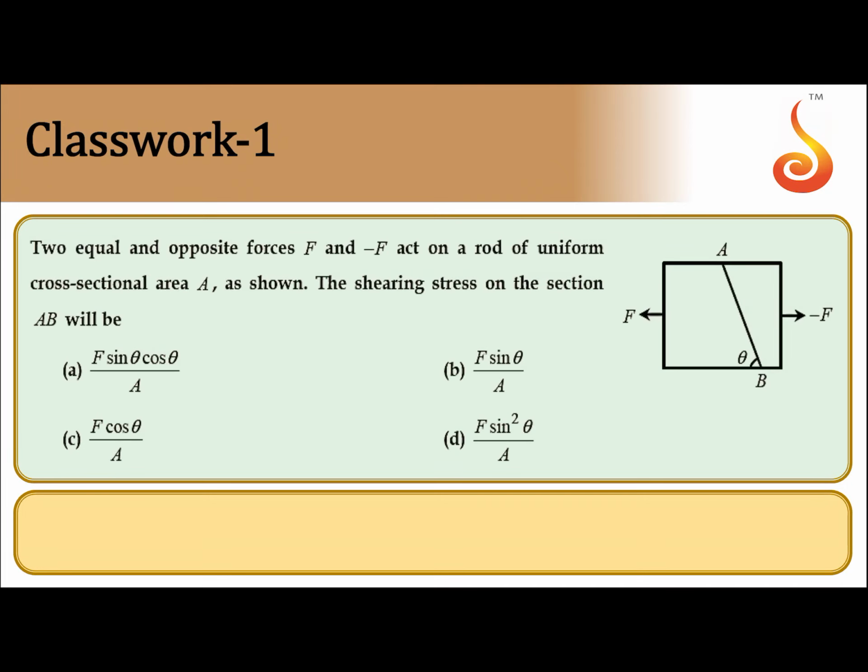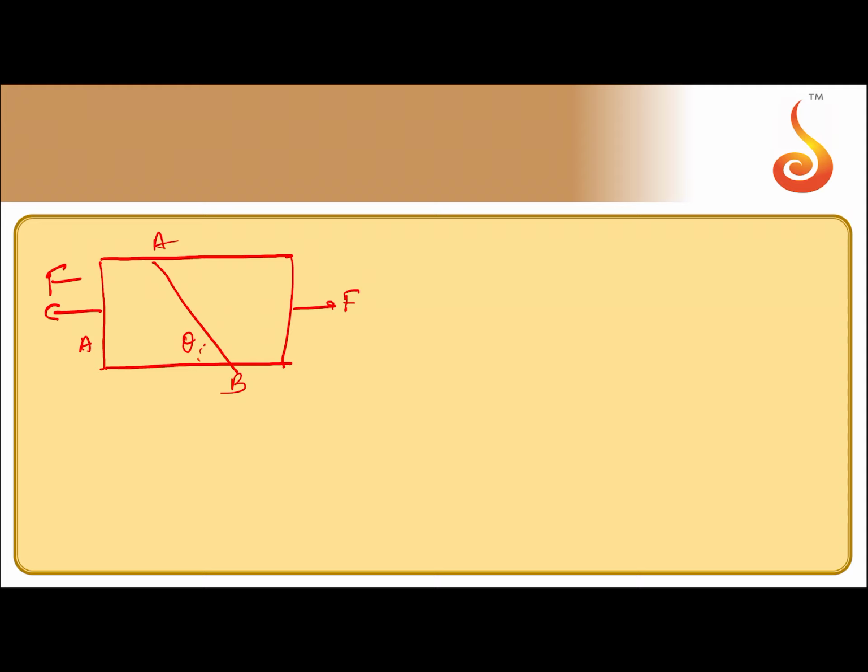First one: two equal and opposite forces F and minus F act on a rod of uniform cross-sectional area as shown. The shearing stress on the section AB will be, okay. So here is the construction. A force F here and another force F here, and the angle subtended at this point is theta. The angle subtended at this point is theta. This is section AB. This is of cross-sectional area A.